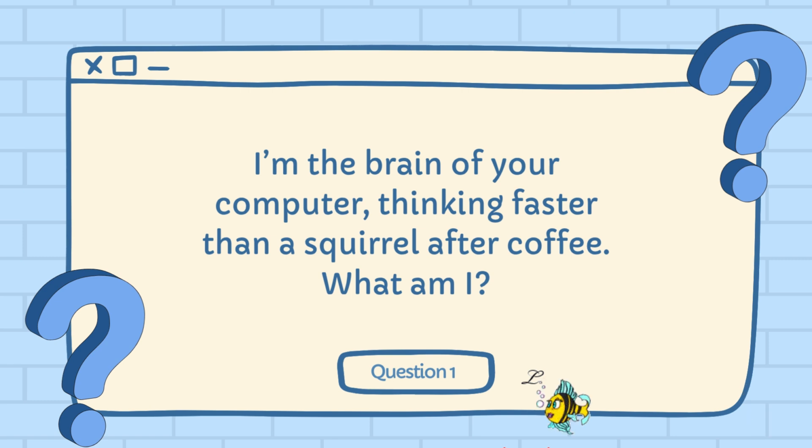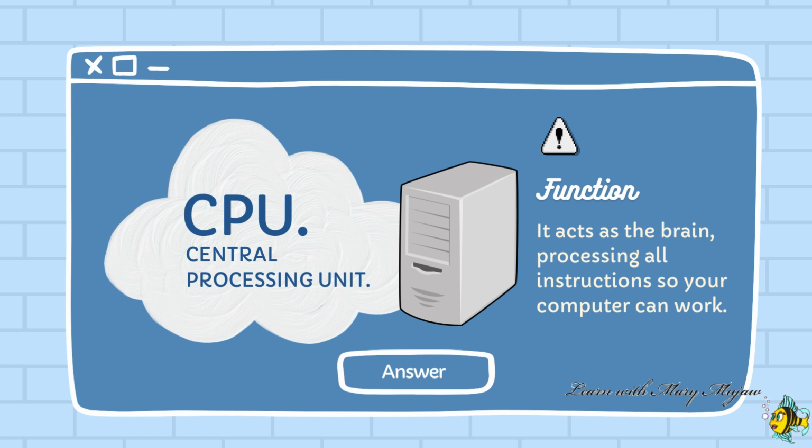First question. I am the brain of the computer, thinking faster than a squirrel after coffee. What am I? Any idea? You have the answer? Is it that? If it's that, congratulations. Answer is CPU. The CPU acts as the brain. It processes all instructions so that your computer can work. That is what I just said the other time.